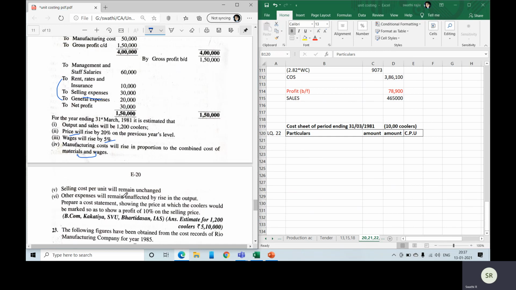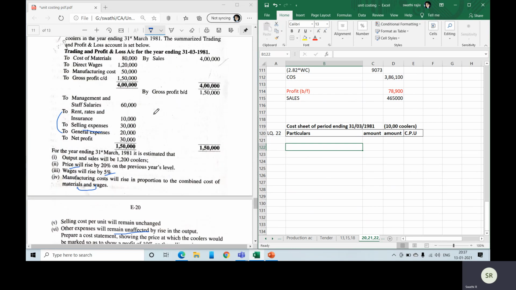Other expenditure will remain unaffected. Other expenditures are what? Whatever they are talking about will change, but the other expenditures, all this office related expenditure, management and staff salary, rent and insurance, general expenditures and all will remain the same, is what they are saying. Now prepare a cost sheet showing the price at which coolers would be marked so as to show a profit of 10% on selling price. It's the same thing again, again and again we are just doing the same things.